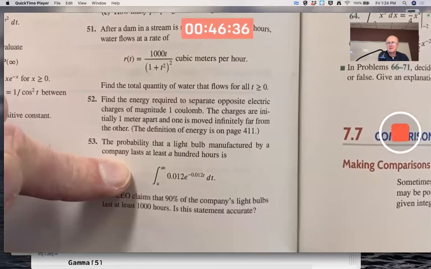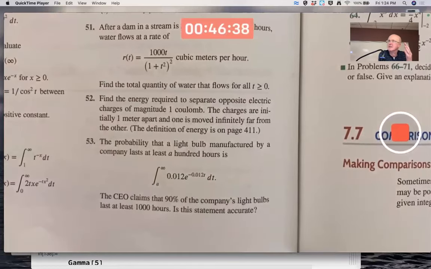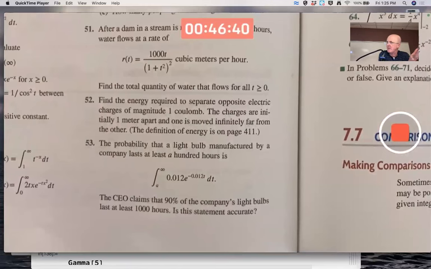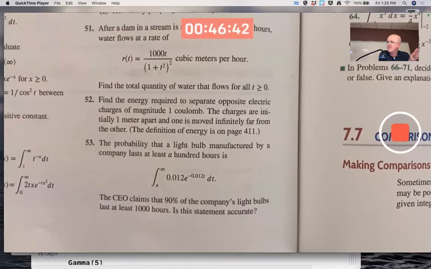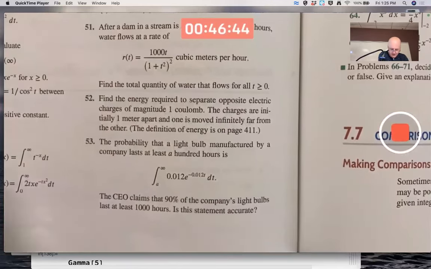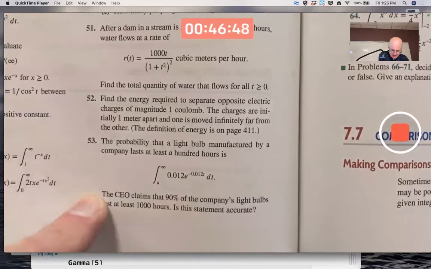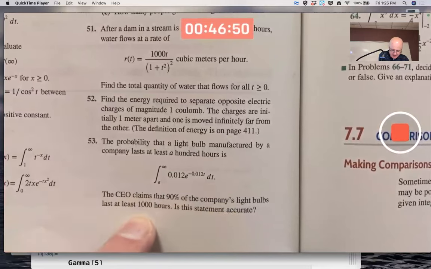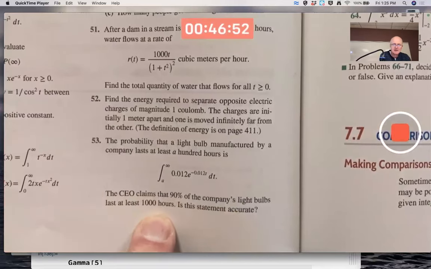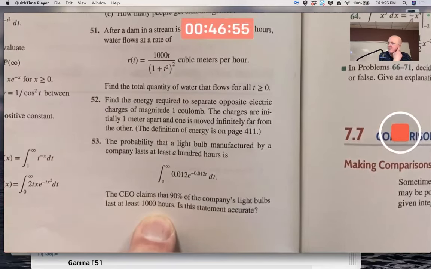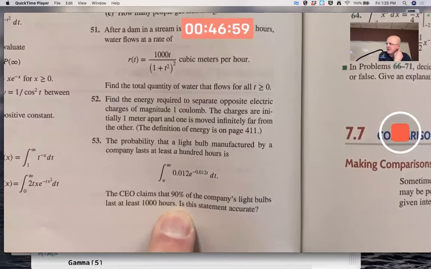What are probabilities? First of all, they are assessments of the chances of something happening. When you say there's a 90% chance, the CEO claims 90% of the company's light bulbs last at least 1,000 hours. That means the probability is at least 0.9. Interpret the 90% as a decimal without a percent sign, you'd write 0.9.